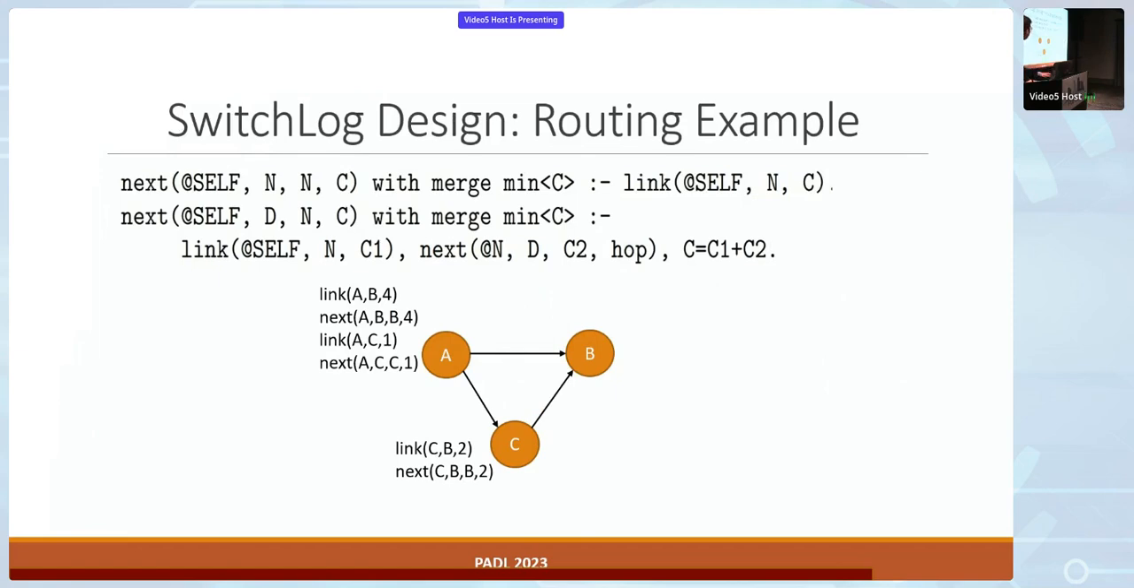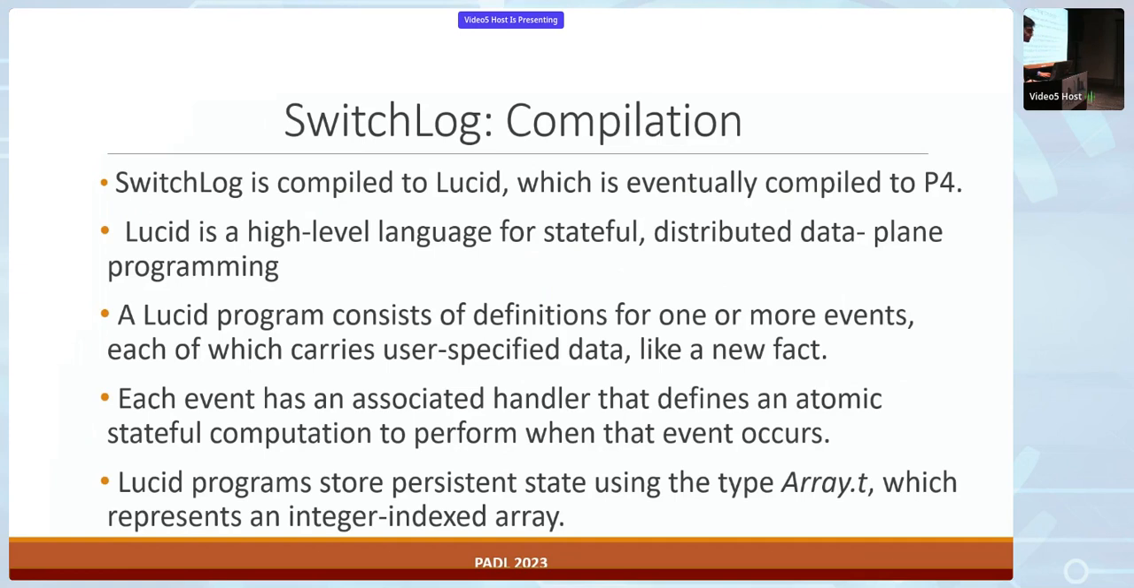So in the interest of time, I'm going to skip this demonstration of how routing with our SwitchLog examples work and talk a little bit about how SwitchLog is compiled. So SwitchLog is compiled to Lucid, which is a high-level language, which is eventually compiled down to P4. And the key abstraction that Lucid provides is events and event handlers. So an event, for instance, might be an incoming SwitchLog tuple that we just saw, and an event handler would be a function that then executes upon this incoming event or incoming SwitchLog tuple.